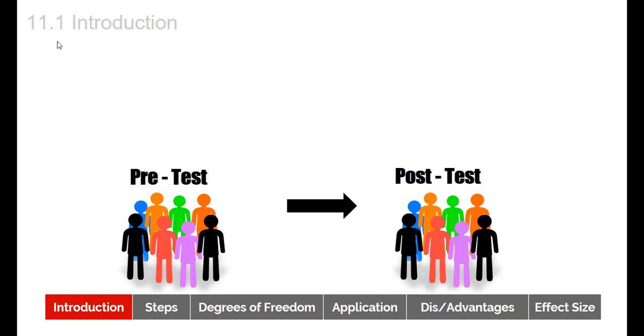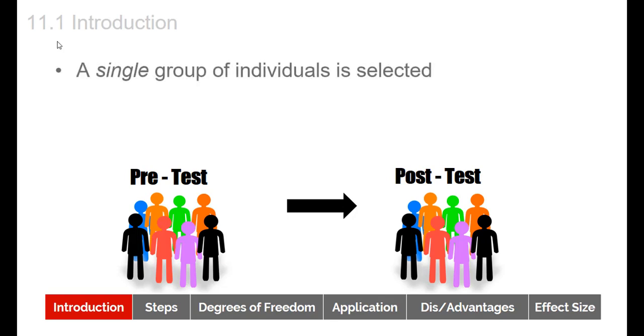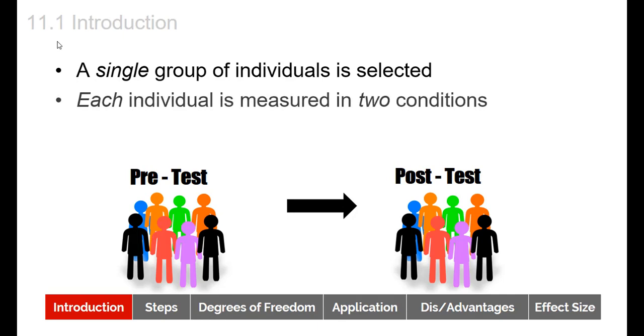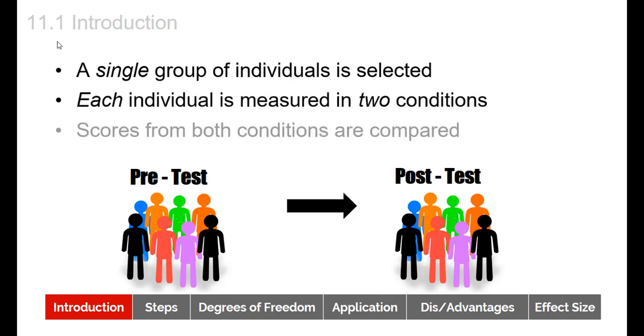So in a repeated measures t-test, you have a pre-test and a post-test. And this pre-test and post-test is given to the same group of people. And so it's a single group of individuals that are selected to be in the study, and each individual is measured in two conditions. And scores from both conditions are then compared. So instead of having two unrelated independent samples, you basically have one sample of individuals that are tested two different times on some measure.